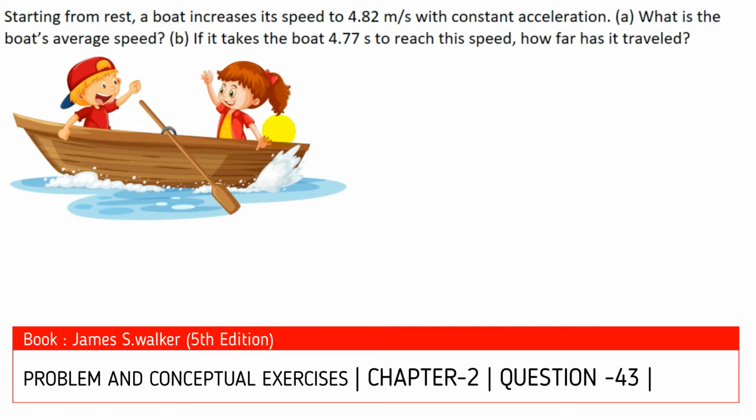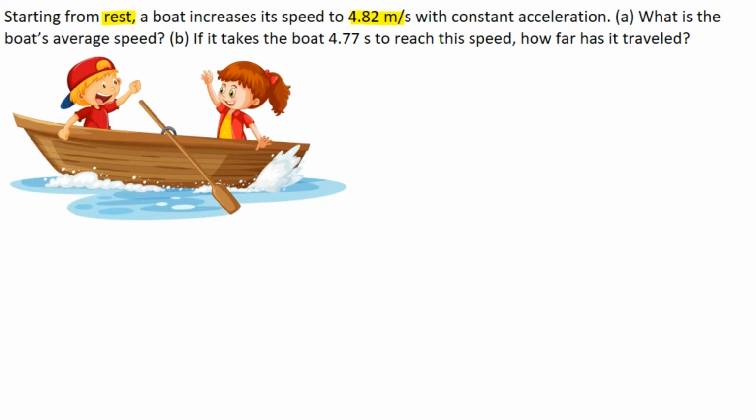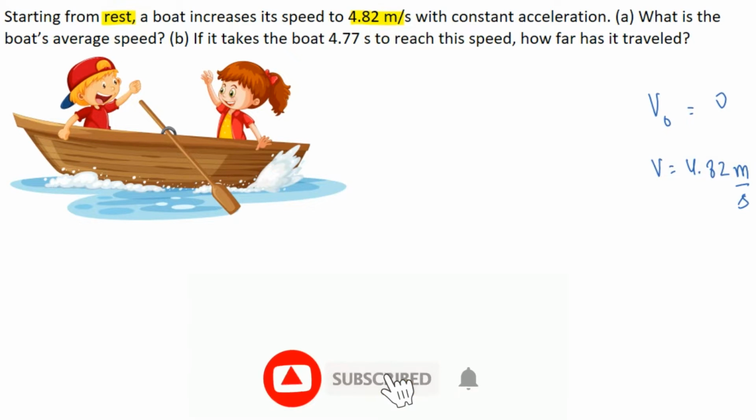Here we are given that starting from rest, a boat increases its speed to 4.82 meter per second. Since initially it was at rest, the initial velocity would be 0 and the final velocity is 4.82 meter per second. We have to assume constant acceleration during the motion. There are two parts that we need to solve. In the A part, we have to find the average speed of the boat.